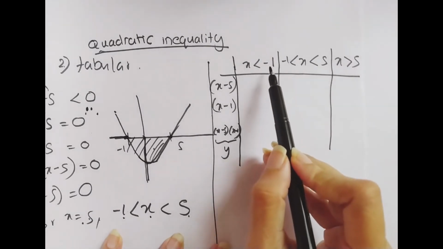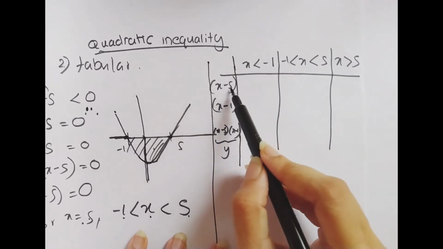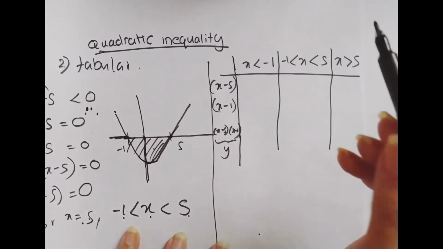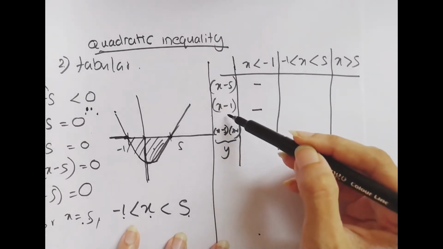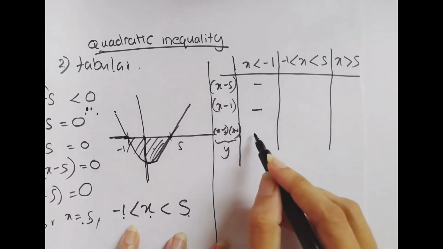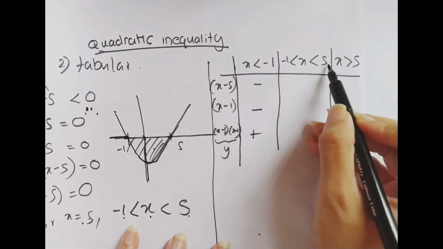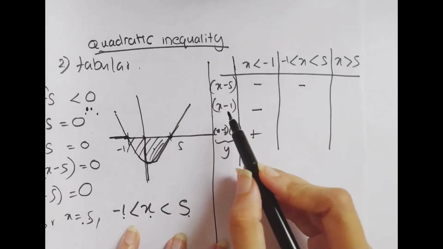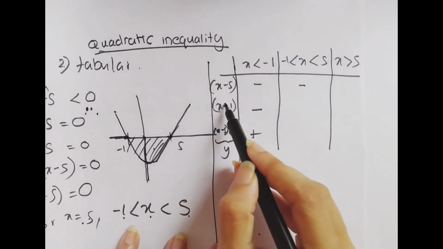Now we'll substitute any value less than minus 1, let's take minus 2. Minus 2 minus 5 is minus, and minus 2 plus 1 is minus. This is the multiplication of these two factors, and minus times minus is plus. Then for any value between minus 1 and 5, it's very easy if you substitute 0. Here x minus 5 is minus, and x plus 1 is plus 1.